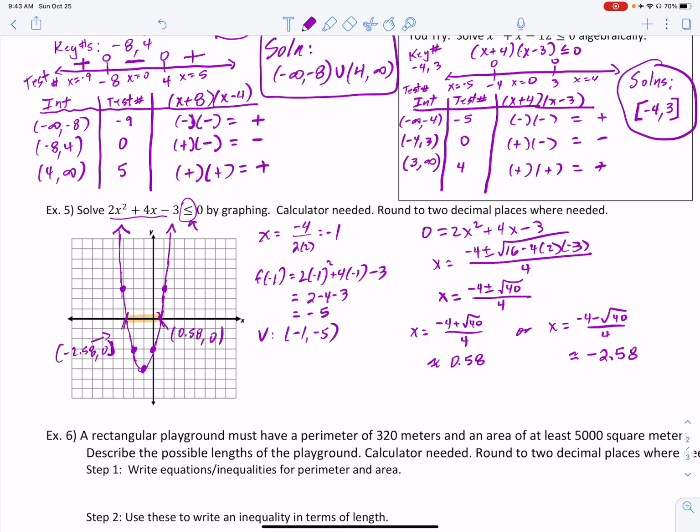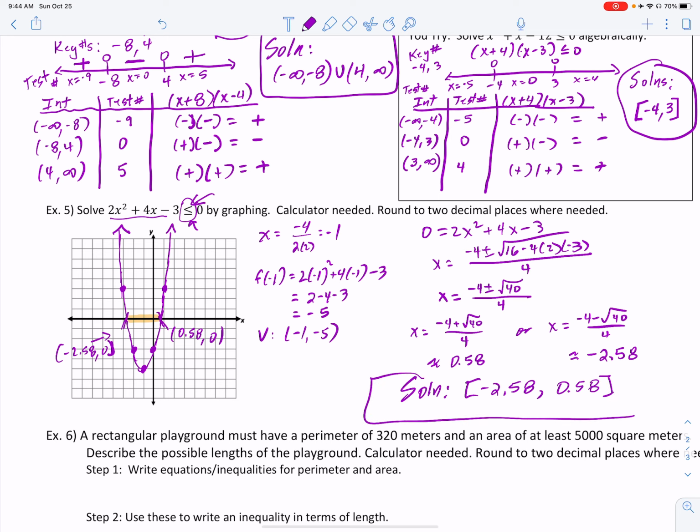And it's the values in between those for which the graph is negative, which is what I'm solving for because we want less than or equal to 0. And so my solution set, now it contained equalities, so we are going to use brackets. So it's all x values in between negative 2.58 and 0.58. And there is my solution set.